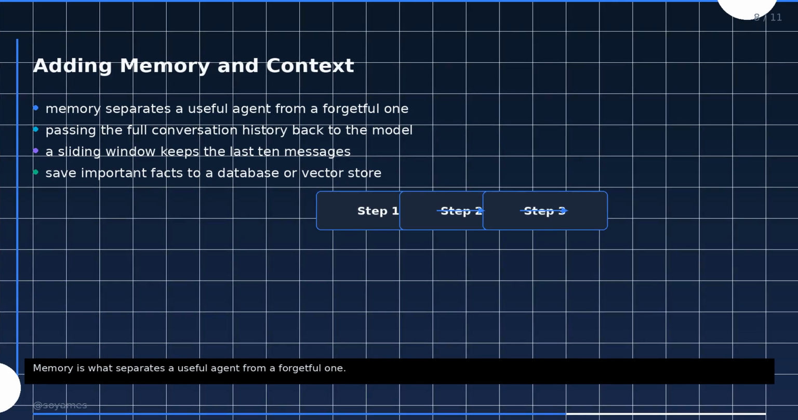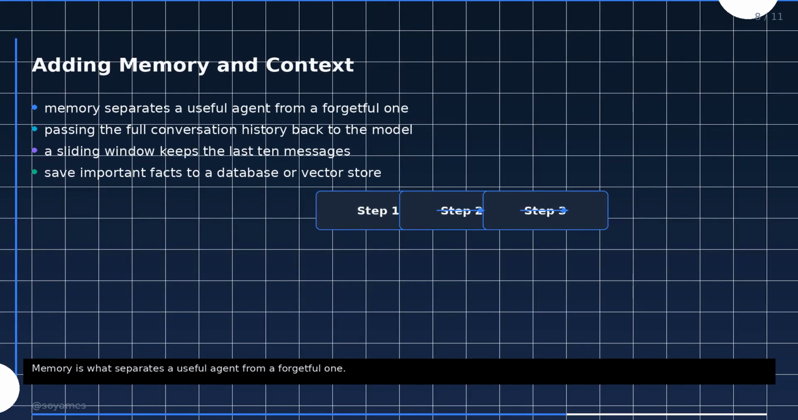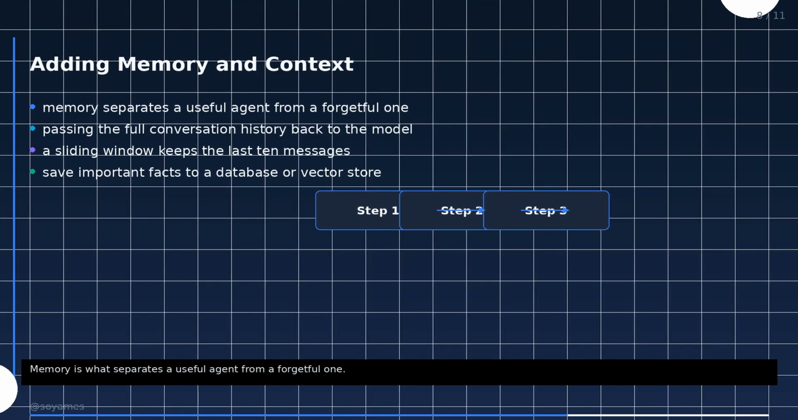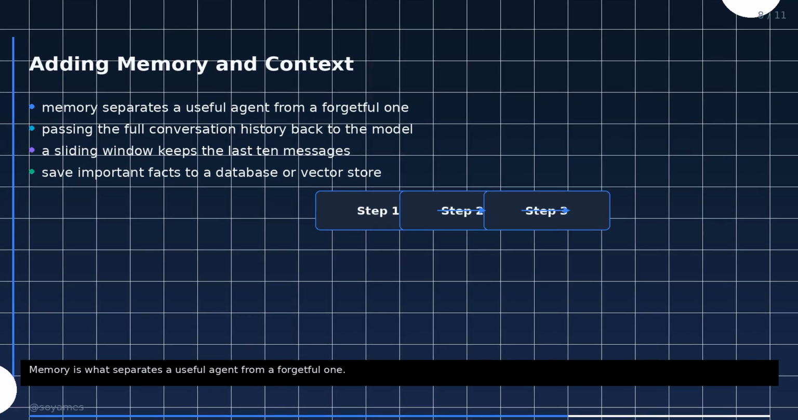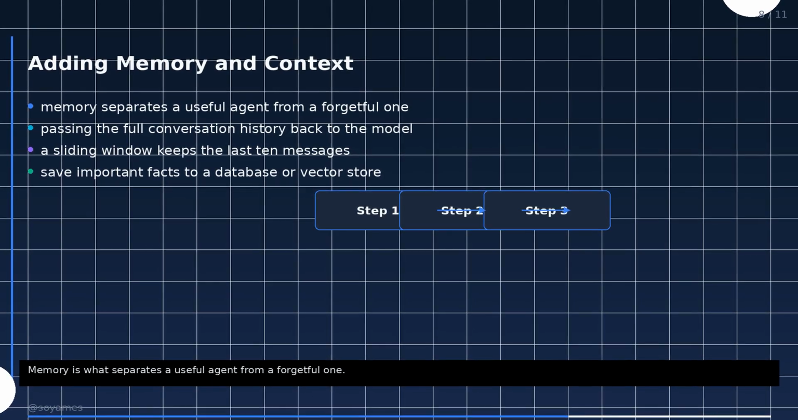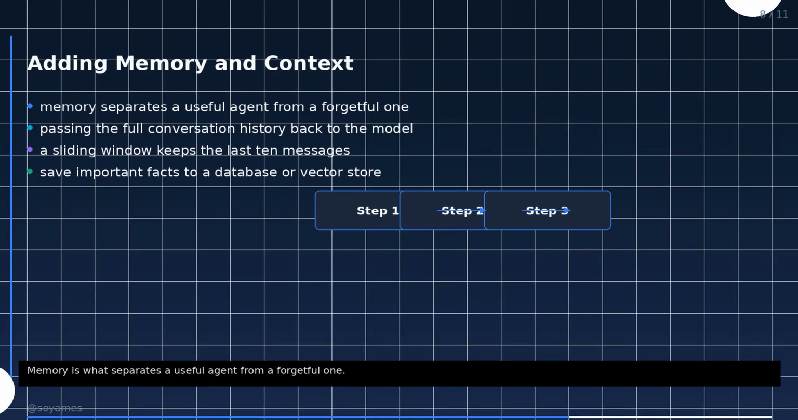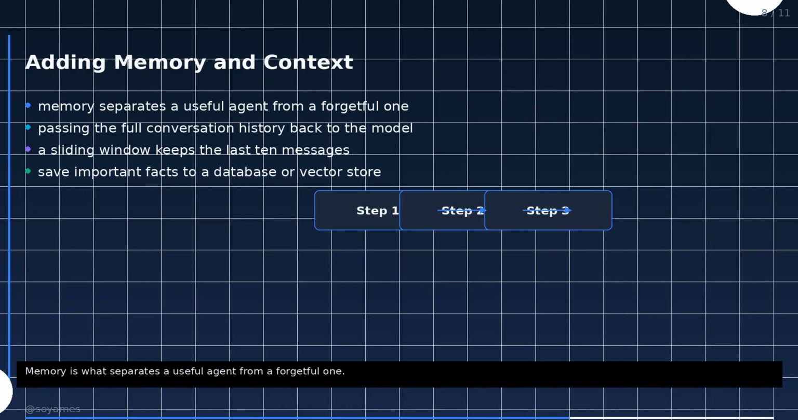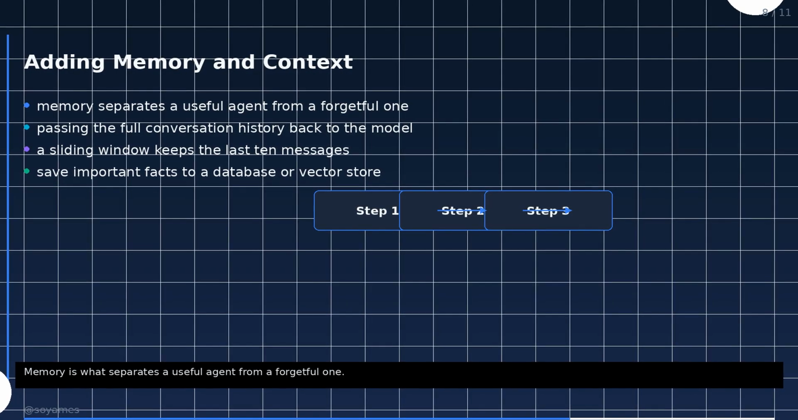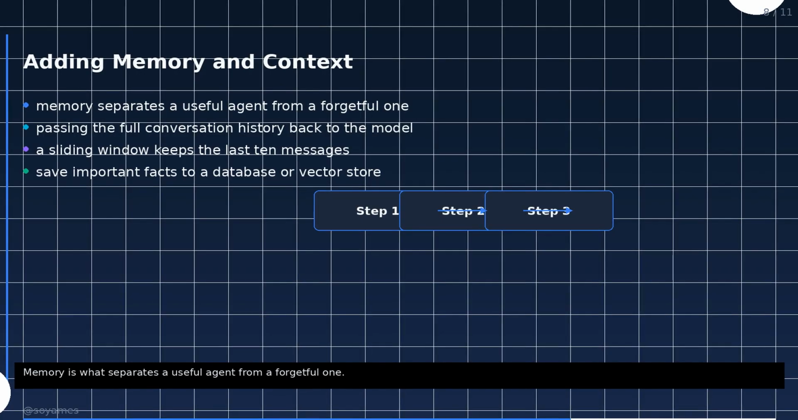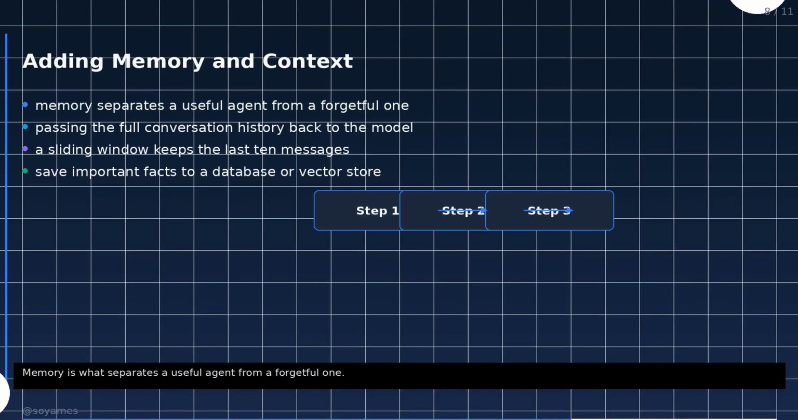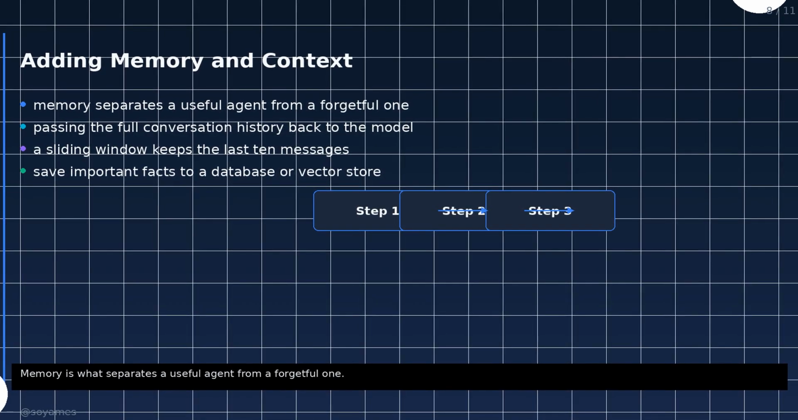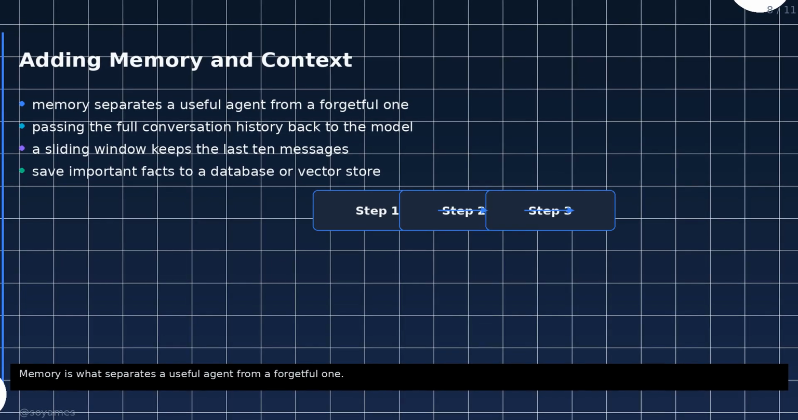Memory is what separates a useful agent from a forgetful one. We achieve this by passing the full conversation history back to the model on every single turn. But here's the problem: conversations grow fast and every token costs money. The solution is a sliding window. We keep the system prompt and the last 10 messages. Older messages get trimmed automatically. This keeps context relevant and costs under control. For persistent memory across sessions, you can save important facts to a database or vector store.